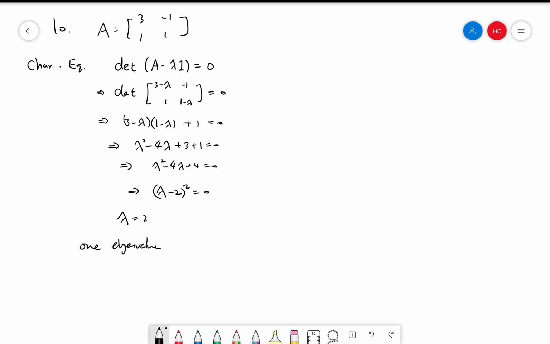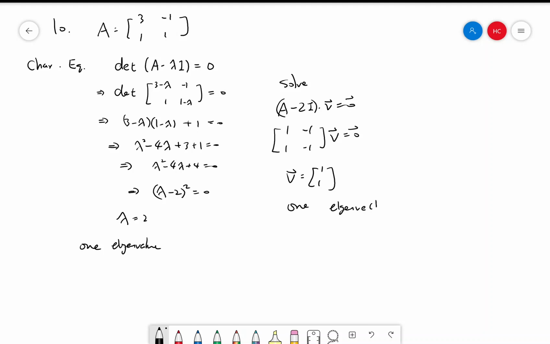So we need to see if there are two linearly independent eigenvectors corresponding to this eigenvalue. So now we want to solve (A minus 2I) times v equal to 0, which gives you 1, -1, 1, -1 times v equal to 0. In this case, the solution is 1, 1. So only one eigenvector. But because A is a 2 by 2 matrix, we will need two linearly independent eigenvectors for A to be diagonalizable. So this tells us that A is not diagonalizable.